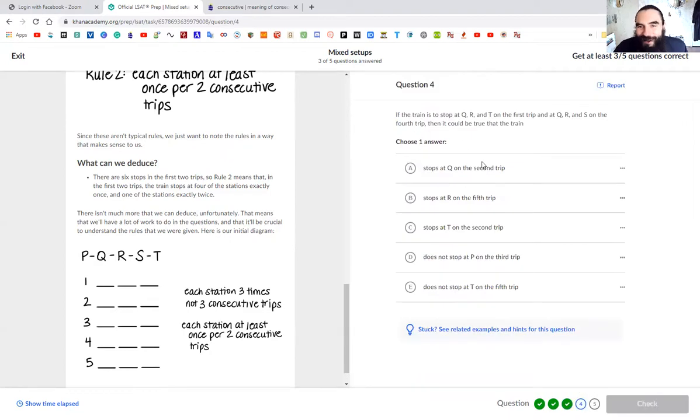If the train is to stop at Q, R, and T on the first trip and Q, R, and S on the fourth trip, then it could be true that the train, okay, let's just draw a diagram again. So the first Q, R, and T, the first trip. First trip and Q, R, and S on the fourth.